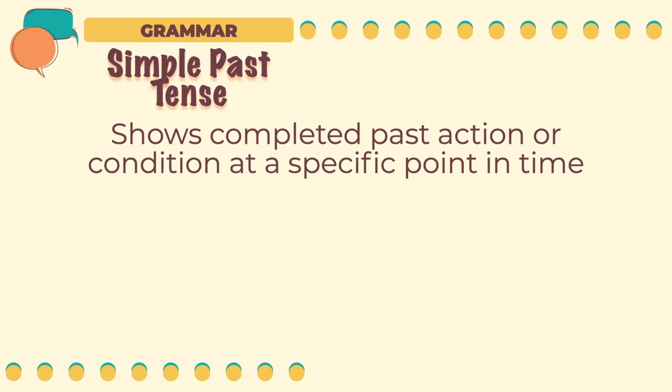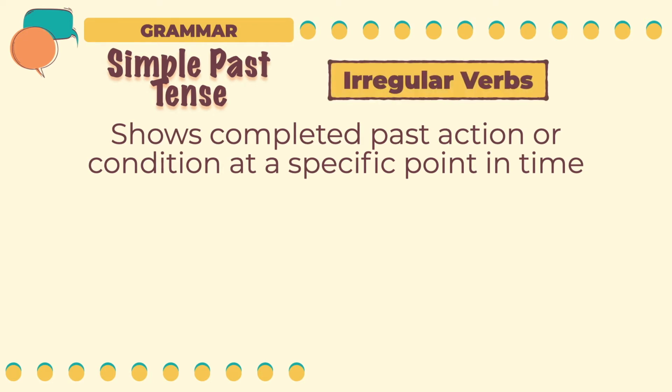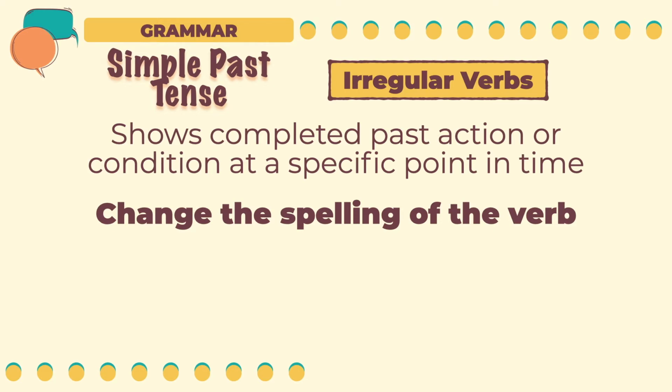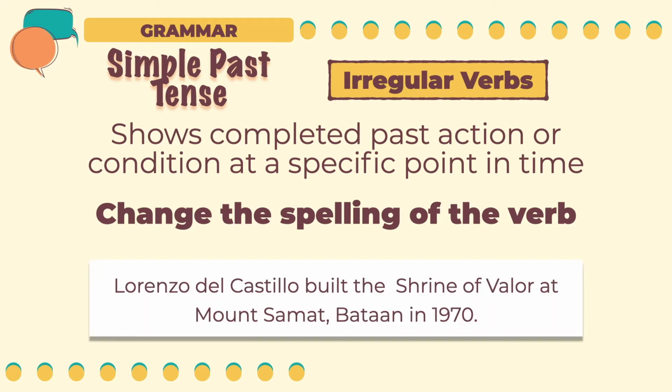But if the verb is irregular, you have to change the spelling of the verb. Look at this example. Lorenzo del Castillo built the Shrine of Valor at Mount Samat, Bataan in 1970. The verb in this sentence is built, which is the past form of build. Notice that in this case, ED was not added to build to form the past tense of the verb. Rather, the spelling was changed. This is because the verb build is an irregular verb. This action is completed in the past because of the time marker in 1970.